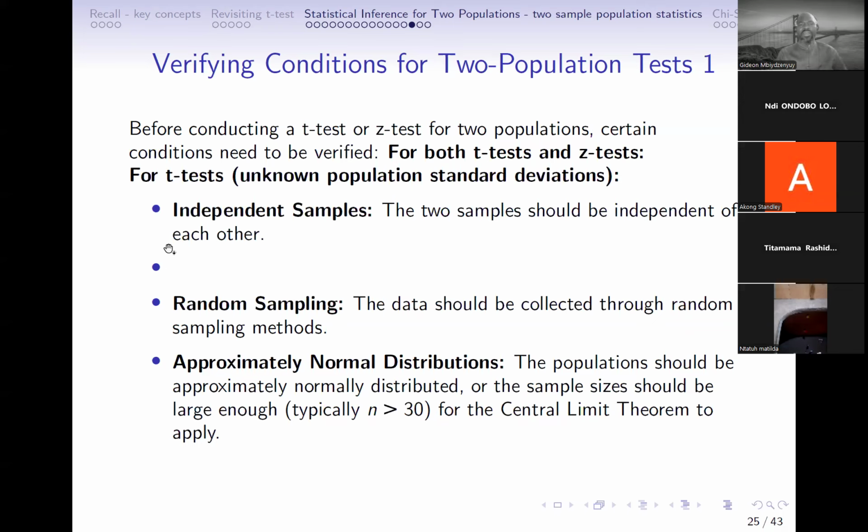In the case where we want to conduct a two population test, we would like to have two independent samples. So the two samples should be independent of each other. What do we mean by the fact that they are independent of each other? The behavior, the characteristics in the first sample should not be influenced by the characteristics in the second sample.